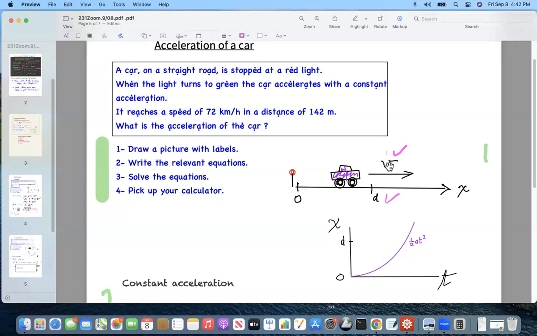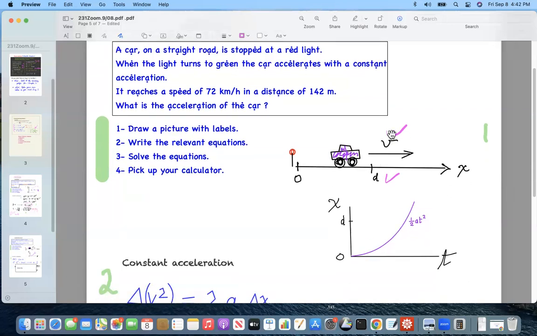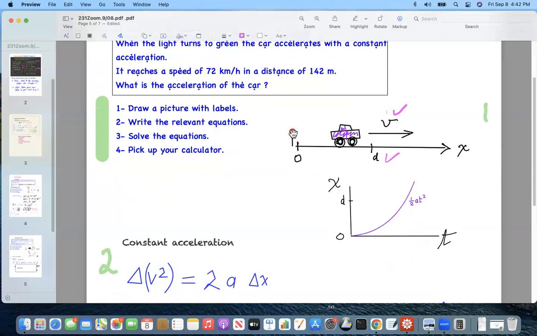And I know what the velocity is at that point. It's 72 kilometers per hour, but I'm not going to write down 72 kilometers per hour. That's not even in the right units. I'll just write it down as v. Those two quantities are known. That's one diagram. I might write down another diagram. I might write down a plot of x versus t.